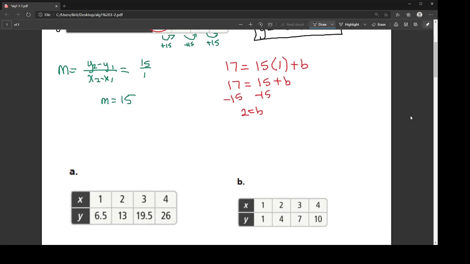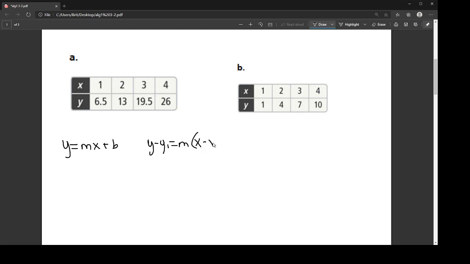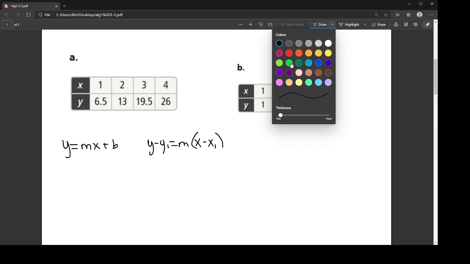Let's go ahead and try it with another table. Again, I need to find either y equals mx plus b, or I can use y minus y1 equals m times x minus x1. That's also acceptable. I could put it in point-slope form, which is easier, and then convert it to slope-intercept form if I want to. Either way works. So first let's find our slope.